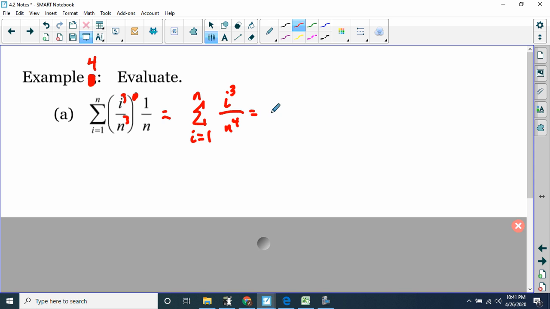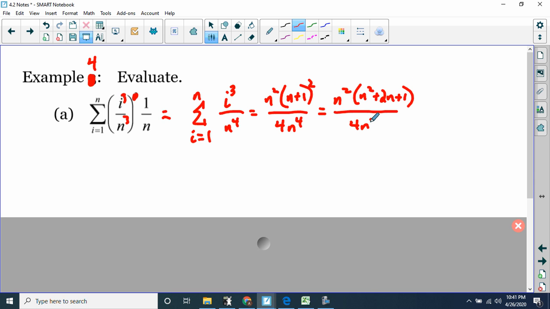From there, we want to replace i cubed with the i cubed formula, which is n squared times n plus 1 squared over 4. So I replaced i cubed with the formula, and this n to the 4th is just going to stay on the bottom. And then we can expand this. n squared plus 2n plus 1. And distribute that n squared.